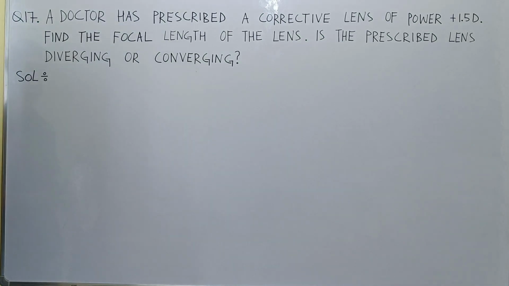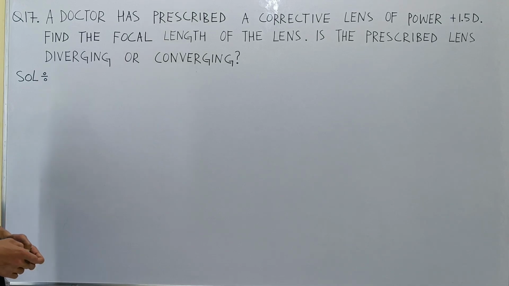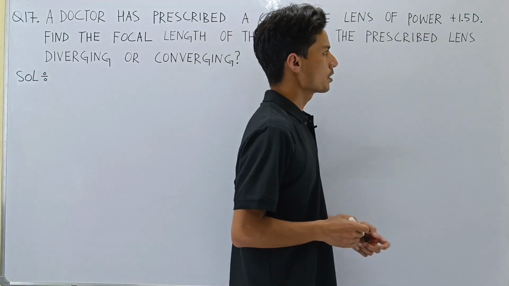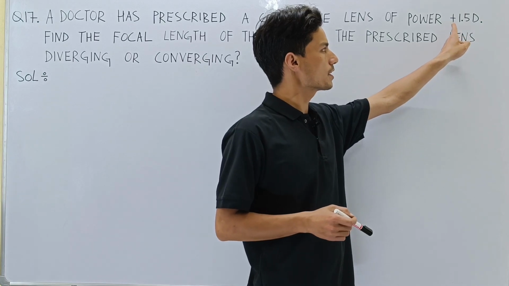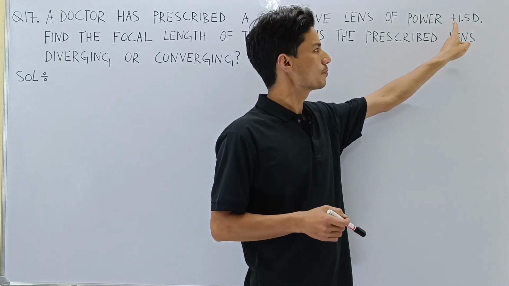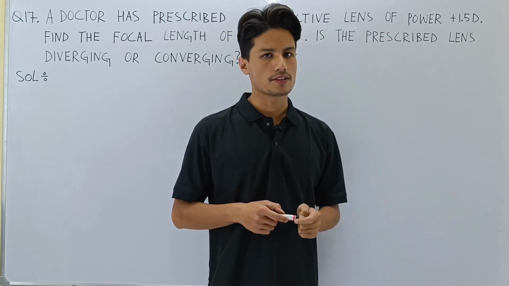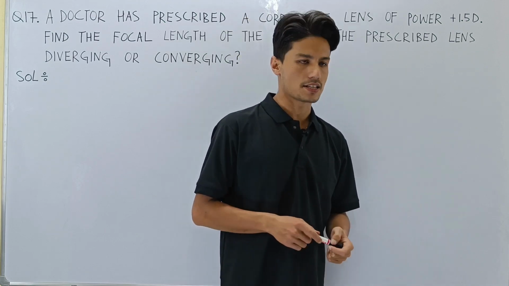Question number 17 reads: a doctor has prescribed a corrective lens of power 1.5 diopter. Find the focal length of the lens. Is the prescribed lens diverging or converging? On reading the question, we get to know the power is 1.5 diopter. Now students, pay attention to the sign. The sign is positive. Remember, which type of lens carries positive sign? Yes, it's convex lens.